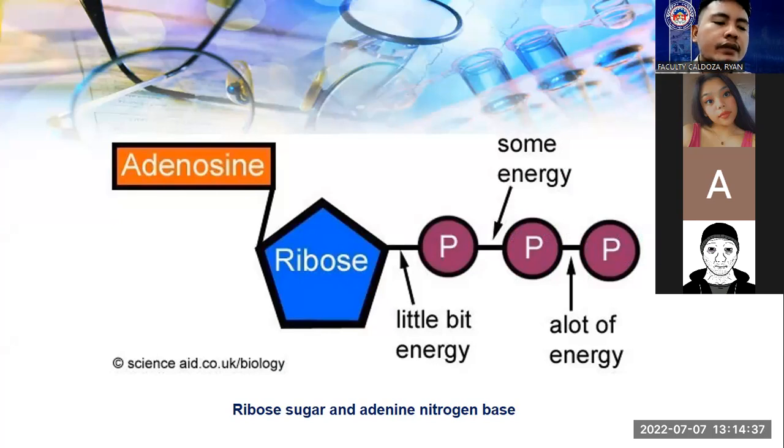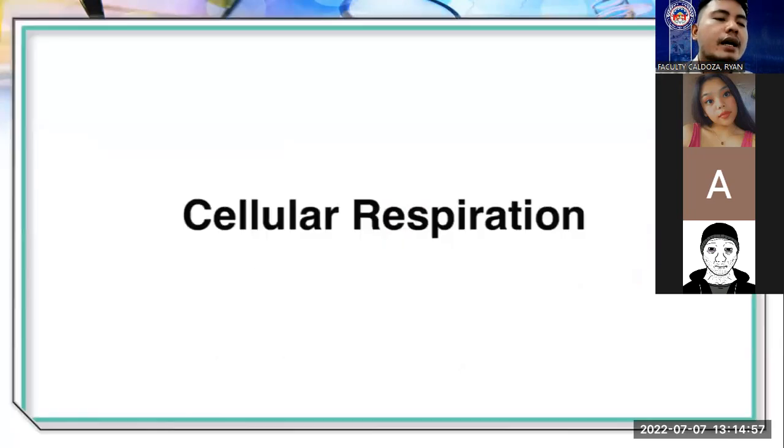All right. So these are the basic components of ATP: adenosine, ribose, and phosphate. Ribose sugar and adenosine nitrogen base are the components of ATP, or adenosine triphosphate. All right. So we have here now, class, a short video clip about what is cellular respiration. So let us watch this one.